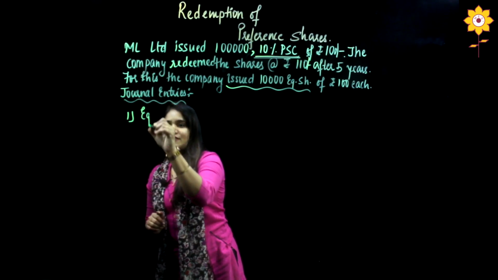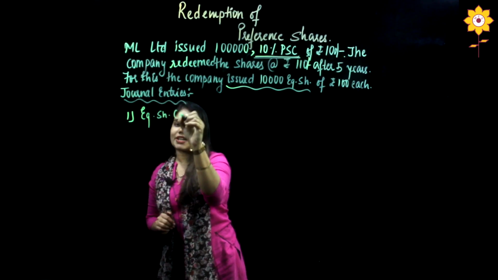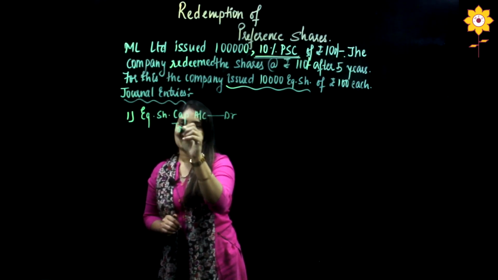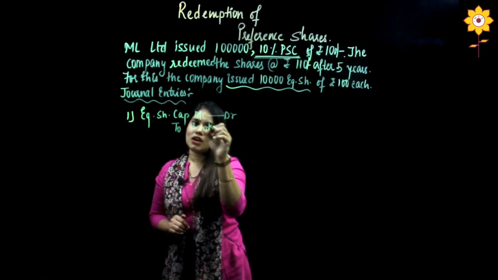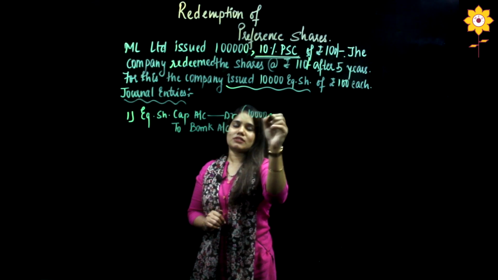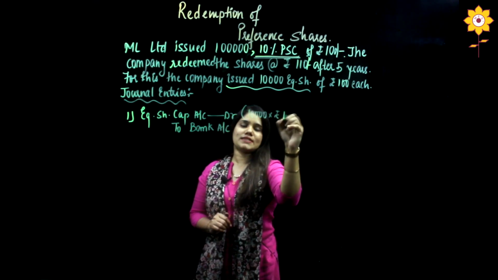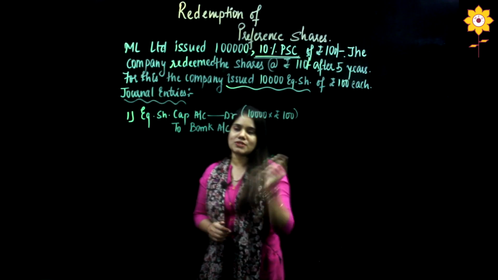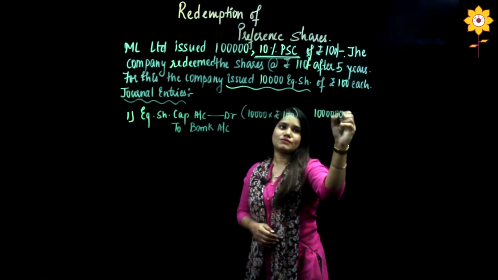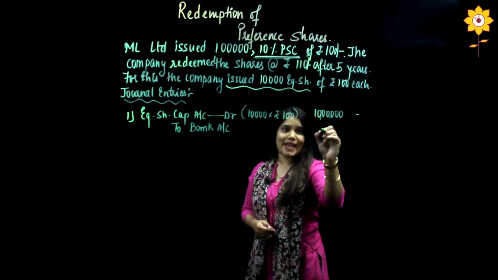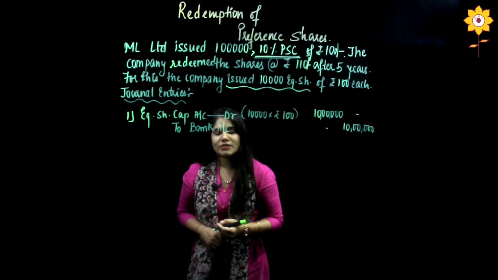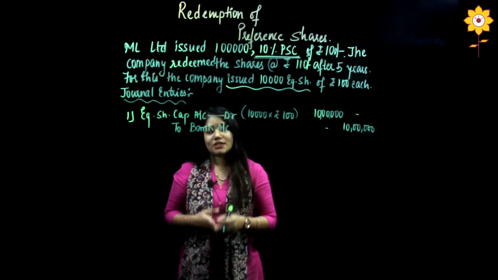My first journal entry will become bank account debit to equity share capital account. Here it will become 10,000 into rupees 100, it will become rupees 10 lakh. The narration will be being equity share capital issued.